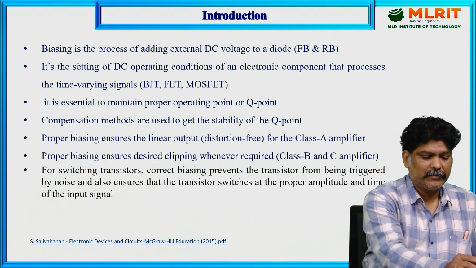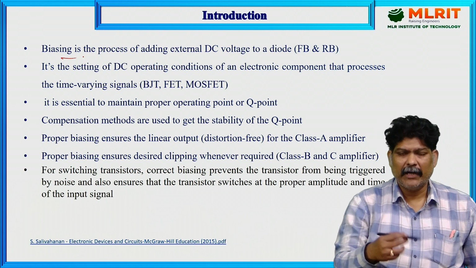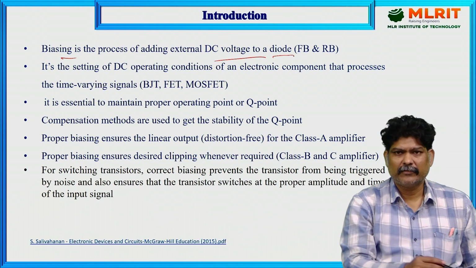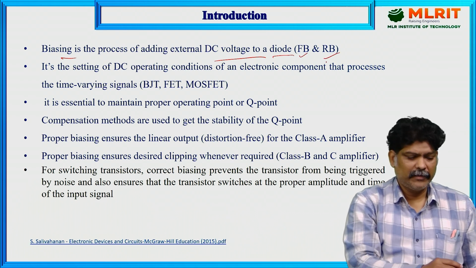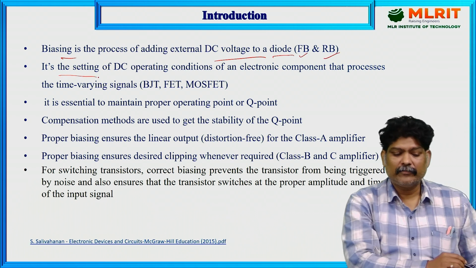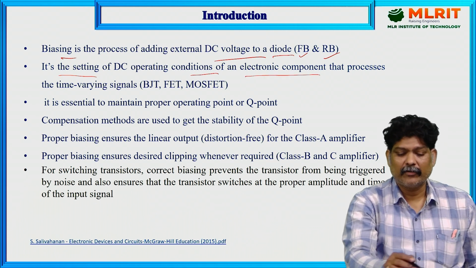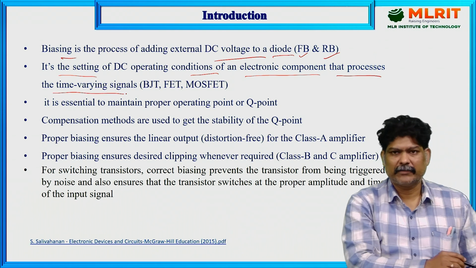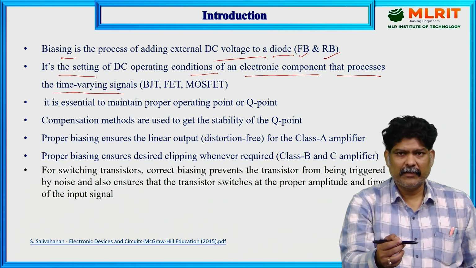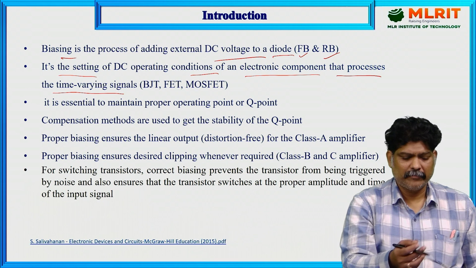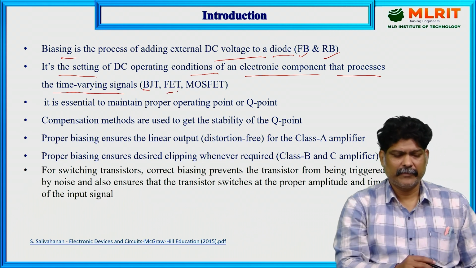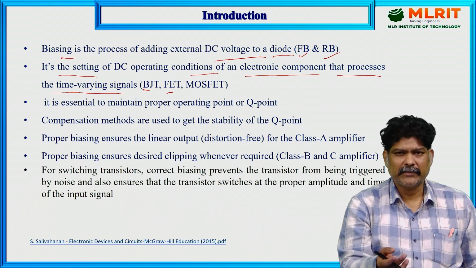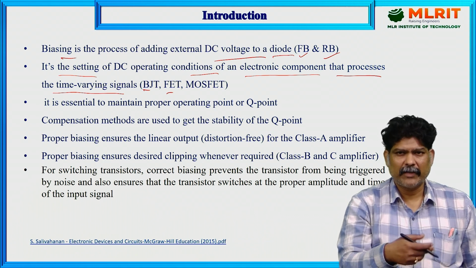So coming to the introduction, what is biasing? Biasing is the process of adding external voltage, particularly DC voltage, to the diode. So we have forward bias and reverse bias. Similar to this, it is the setting of DC operating conditions of an electronic component, say a transistor, that processes time varying signals. First, biasing is required to activate a transistor, either BJT or FET or MOSFET. After applying the biasing voltage, the transistor is ready to do its work, for example, amplification.